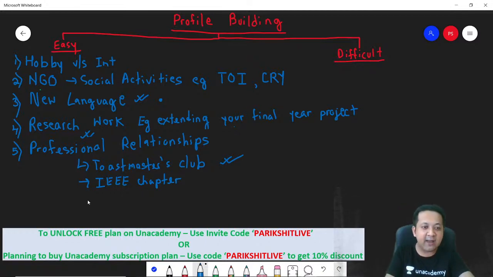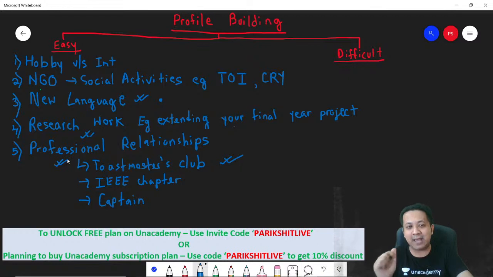Or probably another example could be team captain of your class, or captain of your college football team, college basketball team. So these are all professional relationships that you are developing, and you are leading them. Check if any of them are possible. If any of them are possible, trust me, it will show that you have leadership skills.